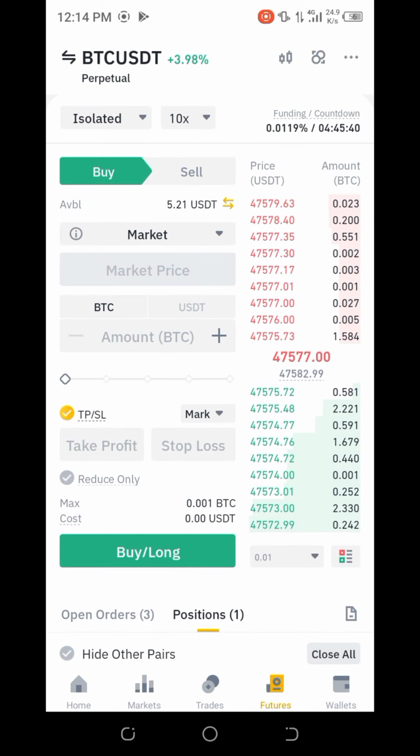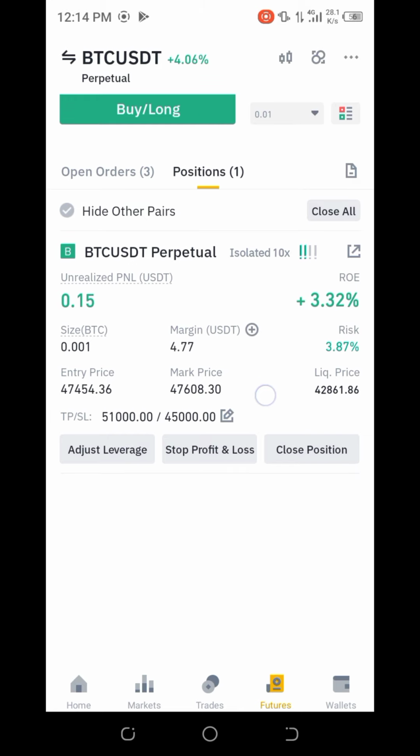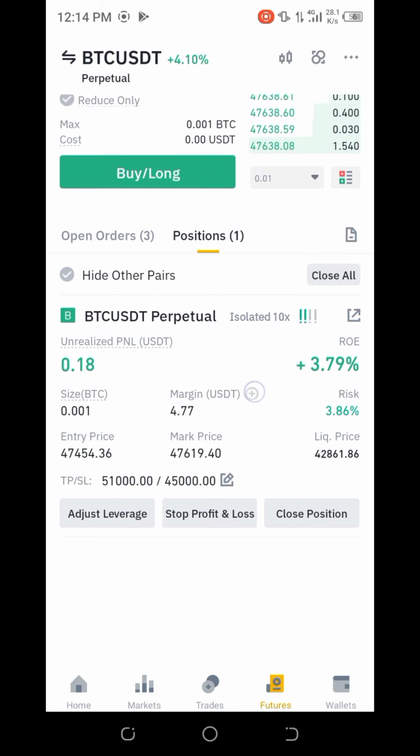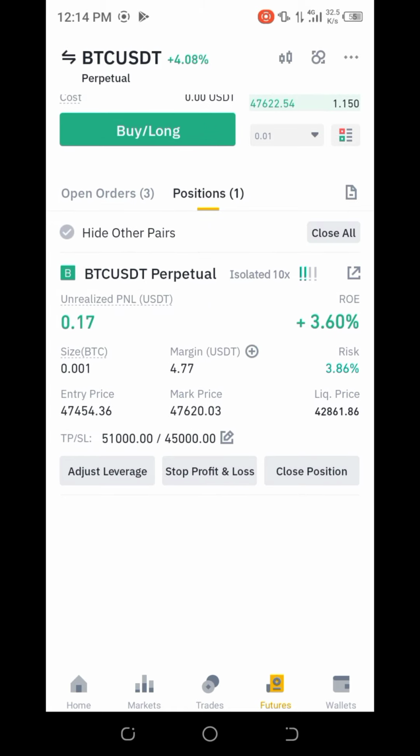When you come back here, look at the available. I still have 5.21 USDT, meaning that I used 4 point something dollars to enter this trade. So what I even used to enter this trade is not even up to $5. So this is how it works. The thing is still going up.